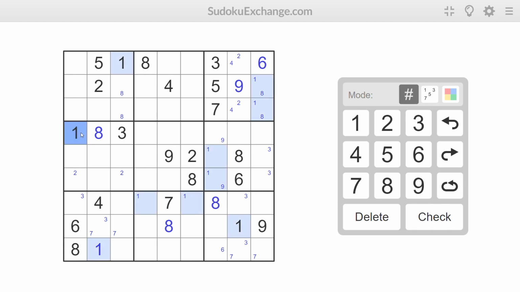Okay, now in this row we need to put a 2. These three cells cannot have a 2 because of this 2. So we're left with these three cells. Now, because a 2 can appear only once in this column, it has to be in this box. So this cannot be a 2. It has to be either here or here.